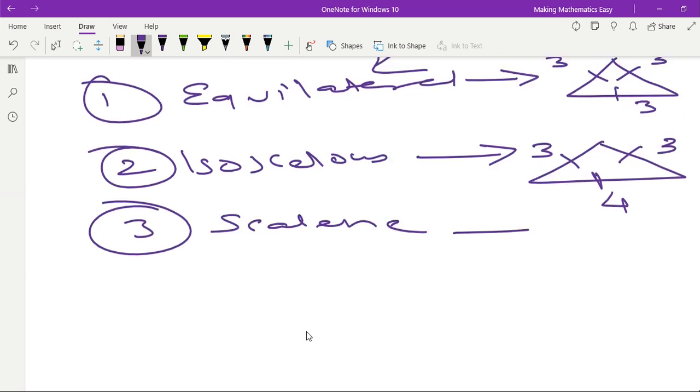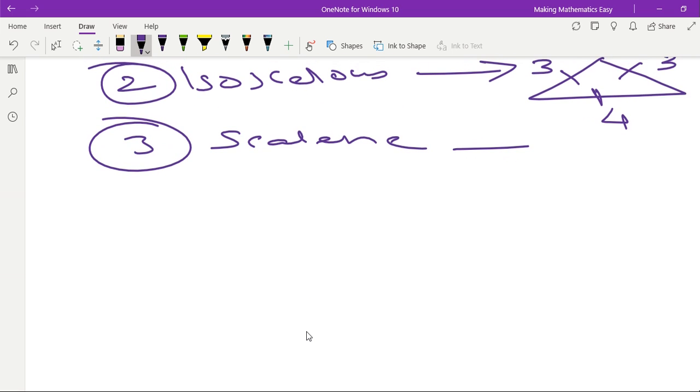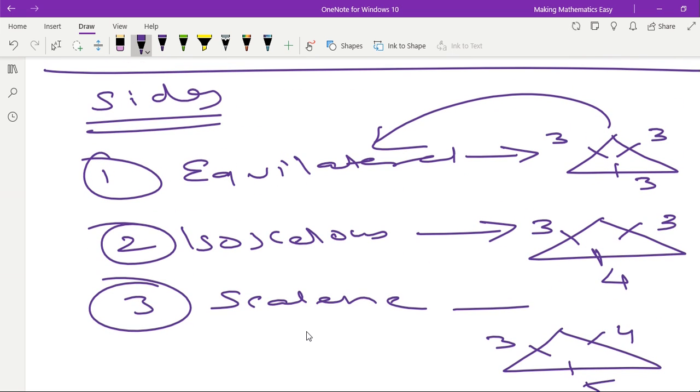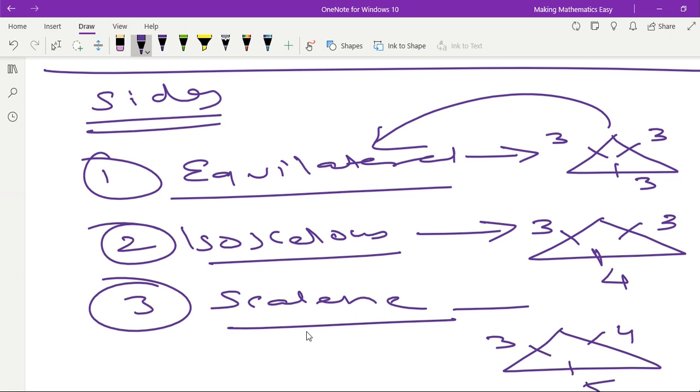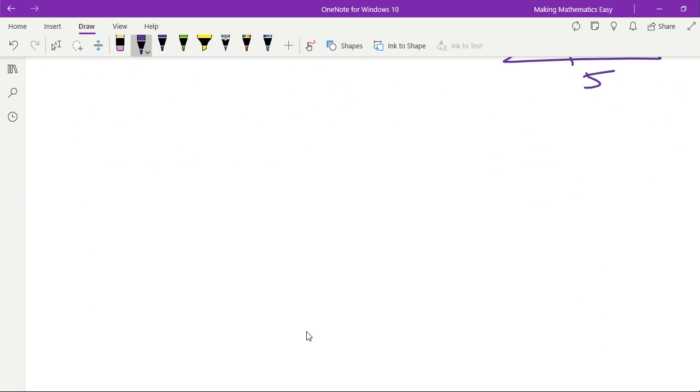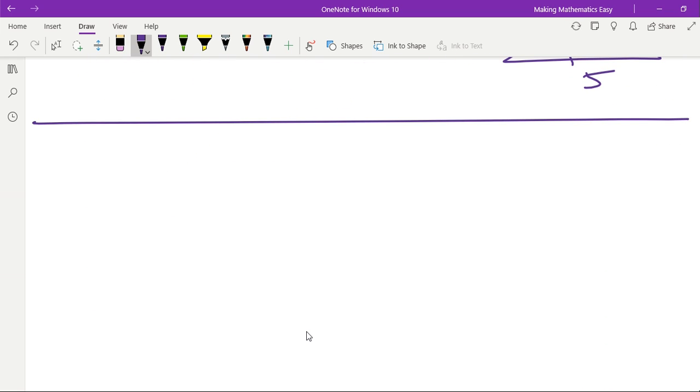Okay. And in case of a scalene triangle, none of the sides are equal. So this will be 3, this will be 4, this will be 5. All sides are different. So you need to remember this: equilateral triangle, all sides are congruent. Isosceles triangle, two sides are congruent. Scalene triangle, no sides are congruent. All sides are different.